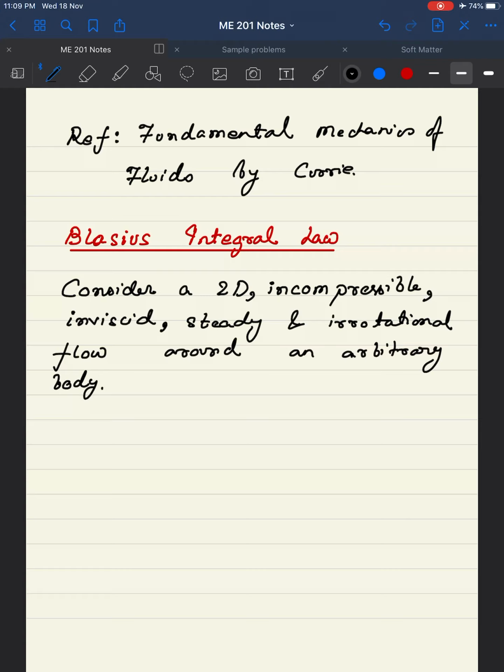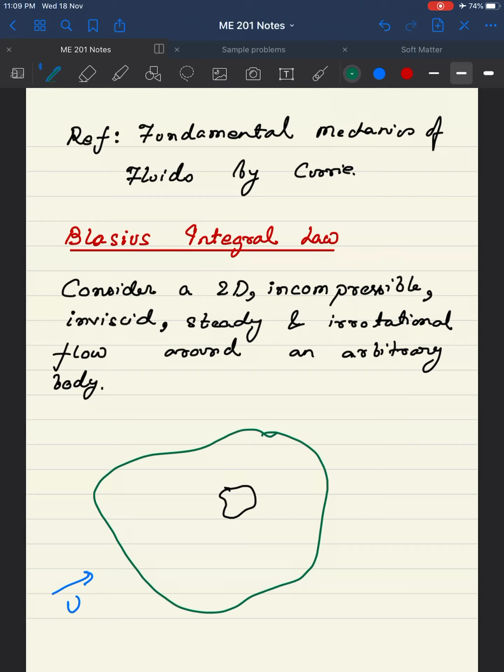Okay. So let us consider an arbitrary body in a flow field, and let us consider a fixed control volume with a contour C0, the C naught standing for C outside, and another contour which just envelopes this body, and that was labeled Ci.